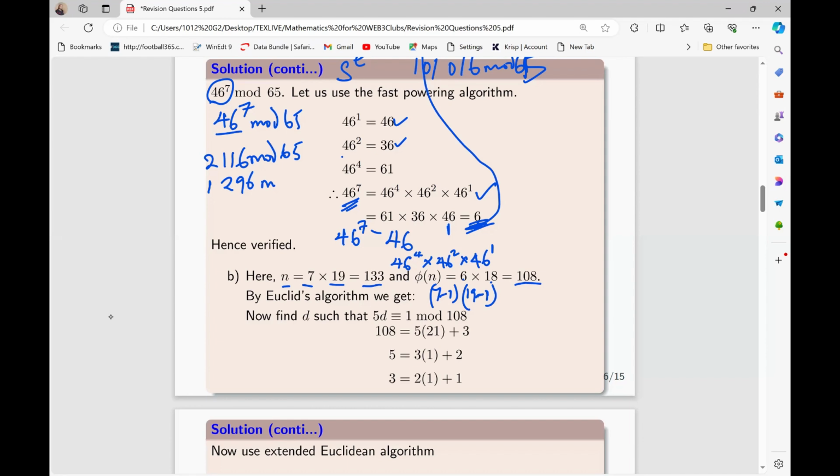Now I want to get the inverse of 5, because E was 5. And I know that E times D is congruent to 1 mod phi of N. In other words, D is the inverse of E. In other words, D is the inverse of 5. Phi of N we found to be 108.